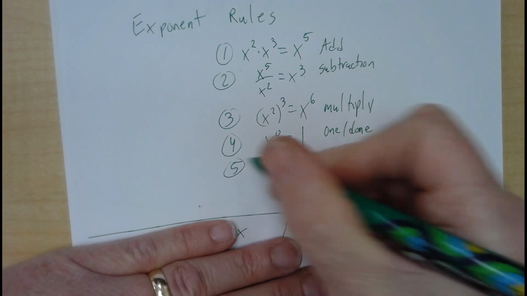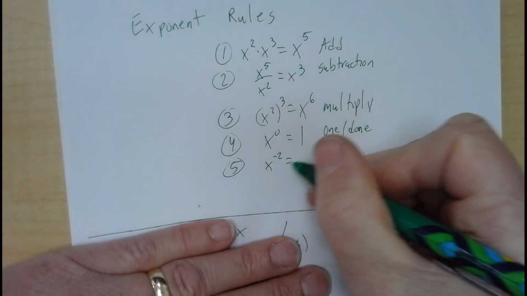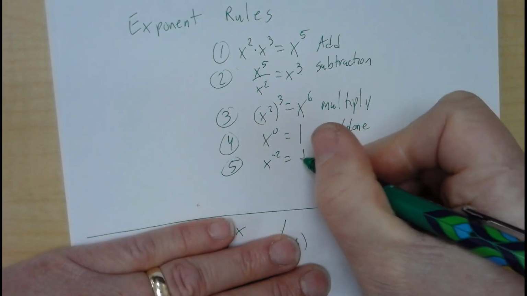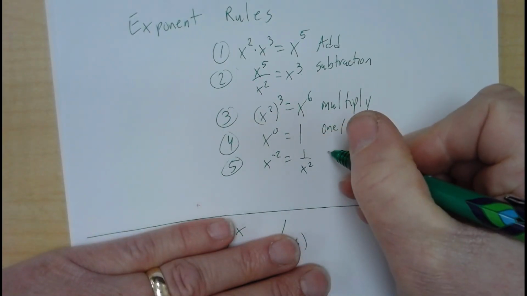Rule number 5 is negative exponents. Negative exponents mean fraction. They don't mean negative number. So it's 1 over x squared. So I say cross the line and change the sign. Fraction line, it changes the sign.